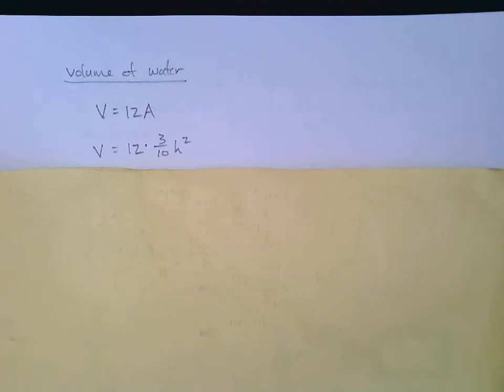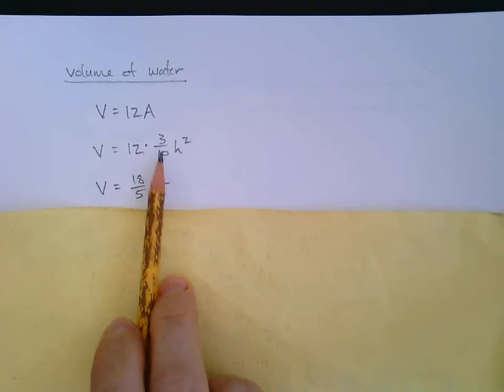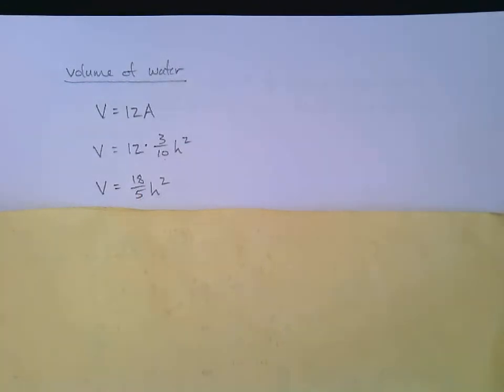So V equals 12 times 3/10 h squared. And we'll simplify that. Let's see, if we multiply by 12, that'd be 36 over 10. 36 over 10 you could reduce to 18 over 5. V equals 18 over 5 h squared. We got the volume in terms of height. That's awesome.